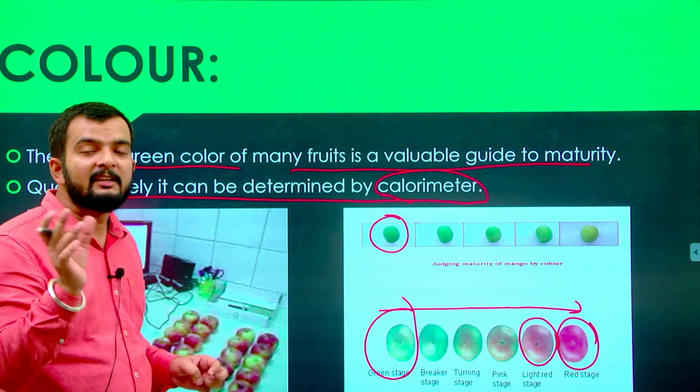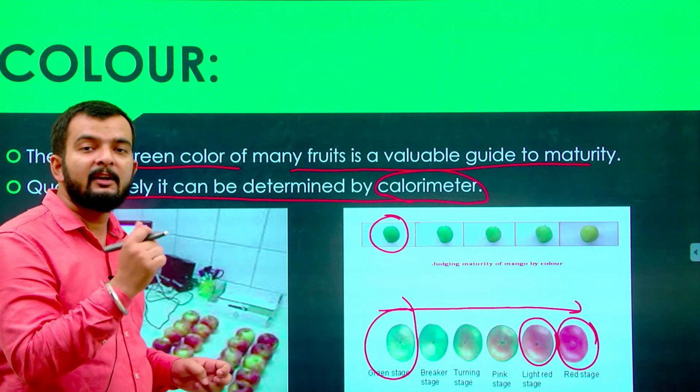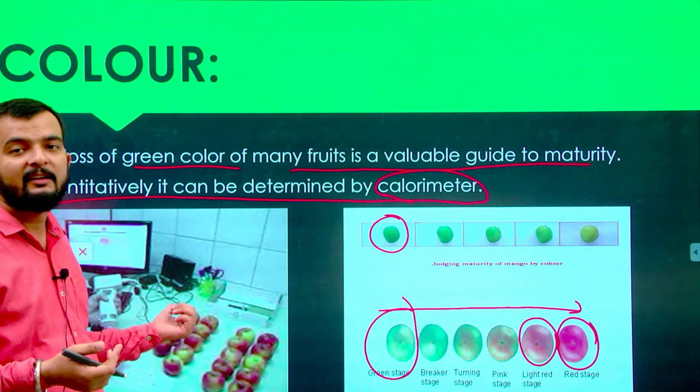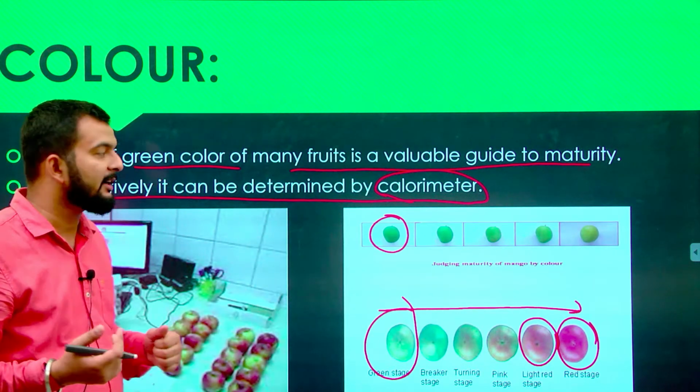Suppose in the case of apples, they are plucked when they are red, so you check if they are red enough to be plucked or not. Using that they can set standards: at this particular value of color they are going to pluck it.